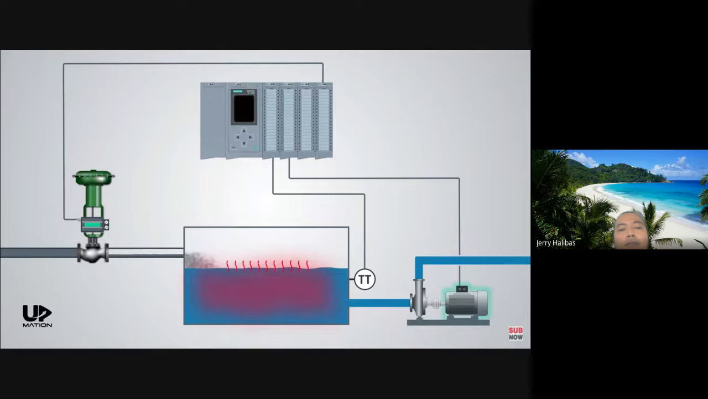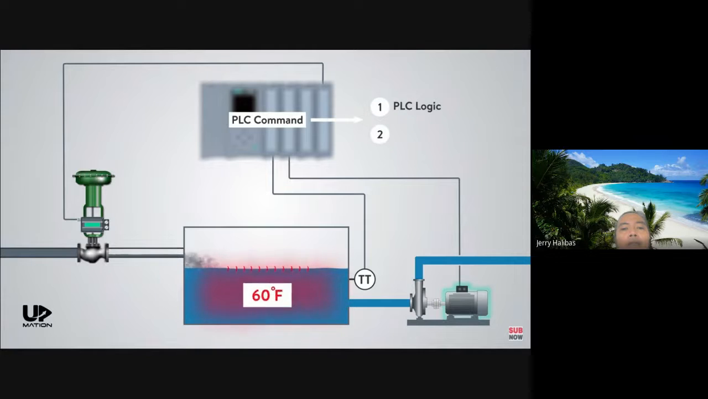In this example, we aim to control the temperature of a liquid within a tank by regulating the flow of an additive. This additive will generate heat by having a chemical reaction with the liquid already inside the tank. Say the PLC decides to send a 50% open command to the control valve. This command is based on two items. First, the PLC logic, and second, the feedback it has received from the temperature sensor installed on the tank.